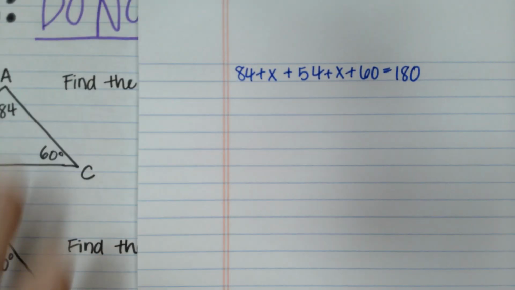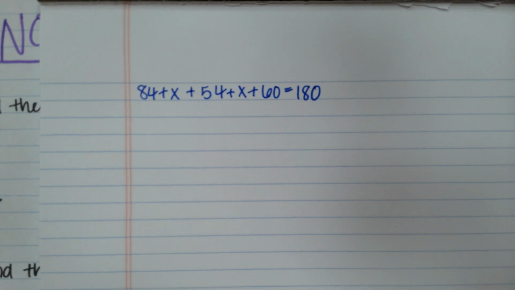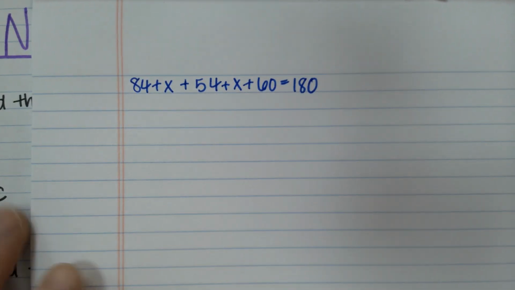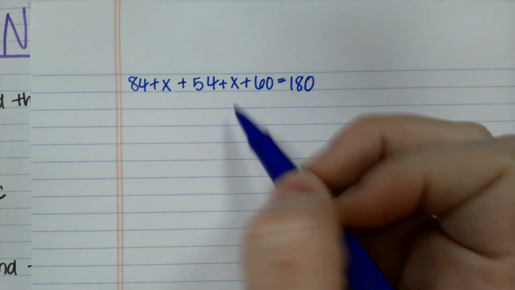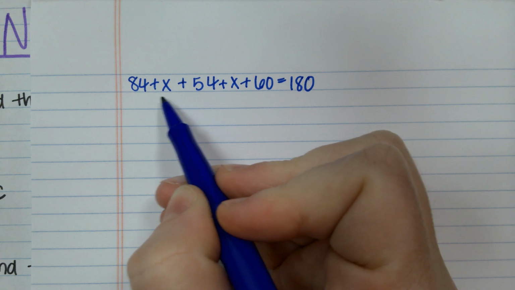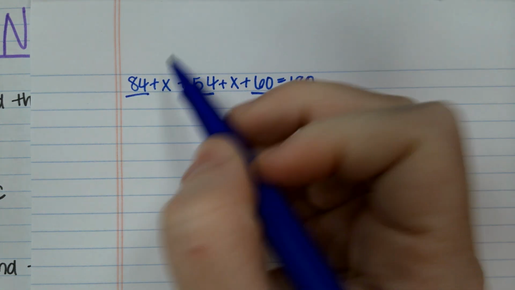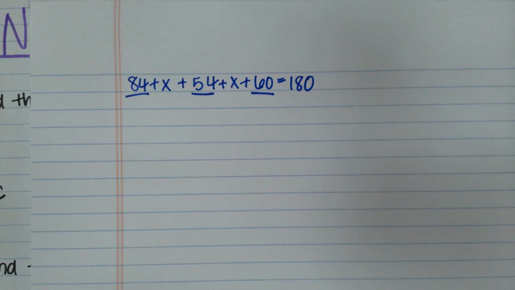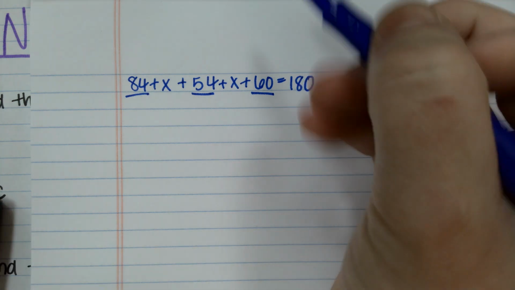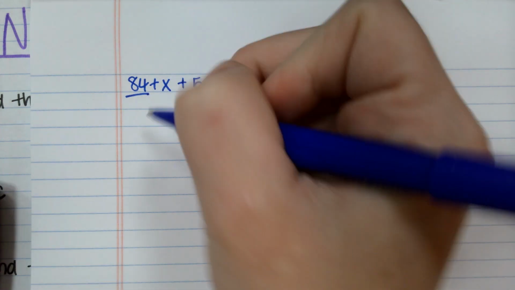I combined like terms. Absolutely. So what like terms do we have here? 84, 54, 60. Awesome. And so you added those all together? Yes. Okay, let's see. 84 plus 54 plus 60. Did you get 198? Yep. Perfect.